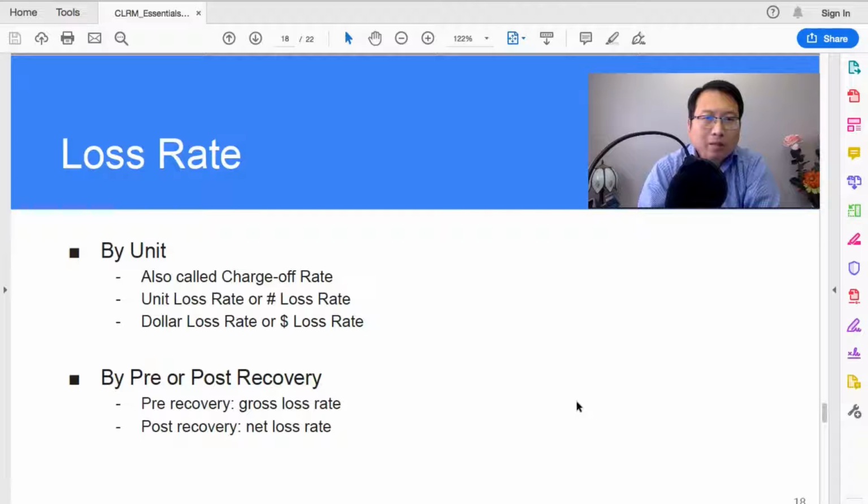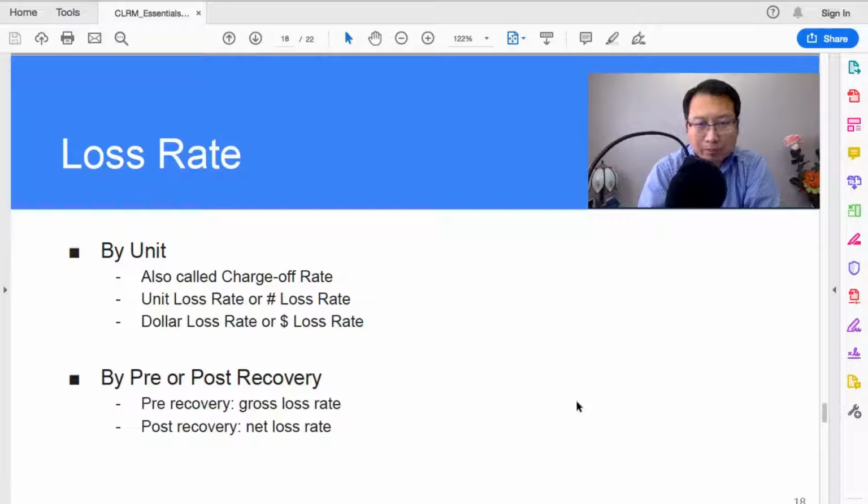Based on whether the loss is pre-recovery or post-recovery, we can classify the loss as a gross loss rate. So that's before the recovery. When the account is recognized from an accounting perspective as bad debt, as a charge-off, that amount can be used to calculate the loss rate. That's called a gross loss rate.